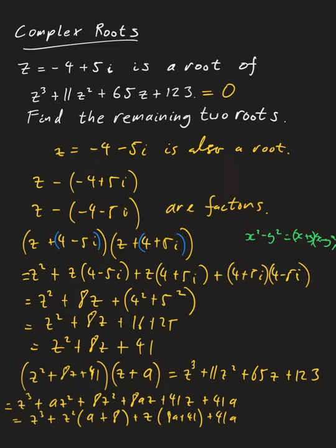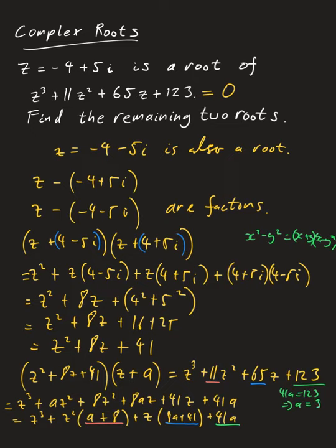So now I can compare that to my original polynomial. So I have z cubed and z cubed, which is fine at the beginning. So I know that a plus 8 must be equal to 11, because that's the z squared term. And I know that 8a plus 41 must be 65, and 41 times a must be 123. So that 41 times a should give it to me easily enough. If 41 times a is 123, that means that a must be equal to 3.